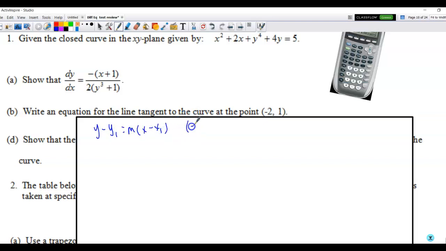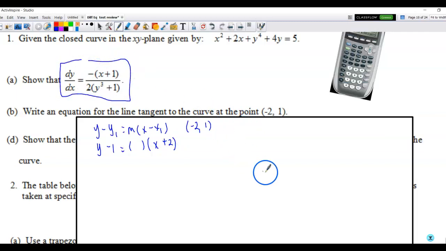I already have the given point of negative 2, 1, so 2/3 of my work is already done. So I have y minus 1 equal to, I don't yet know the slope, I'm going to have to determine that, and then I have x plus 2. To determine the slope, my slope generator is here, so I'm going to substitute both the x and the y value into that, so the derivative at negative 2, 1 is equal to the opposite of negative 2 plus 1 over 2 times y is 1 cubed is 1 plus 1.